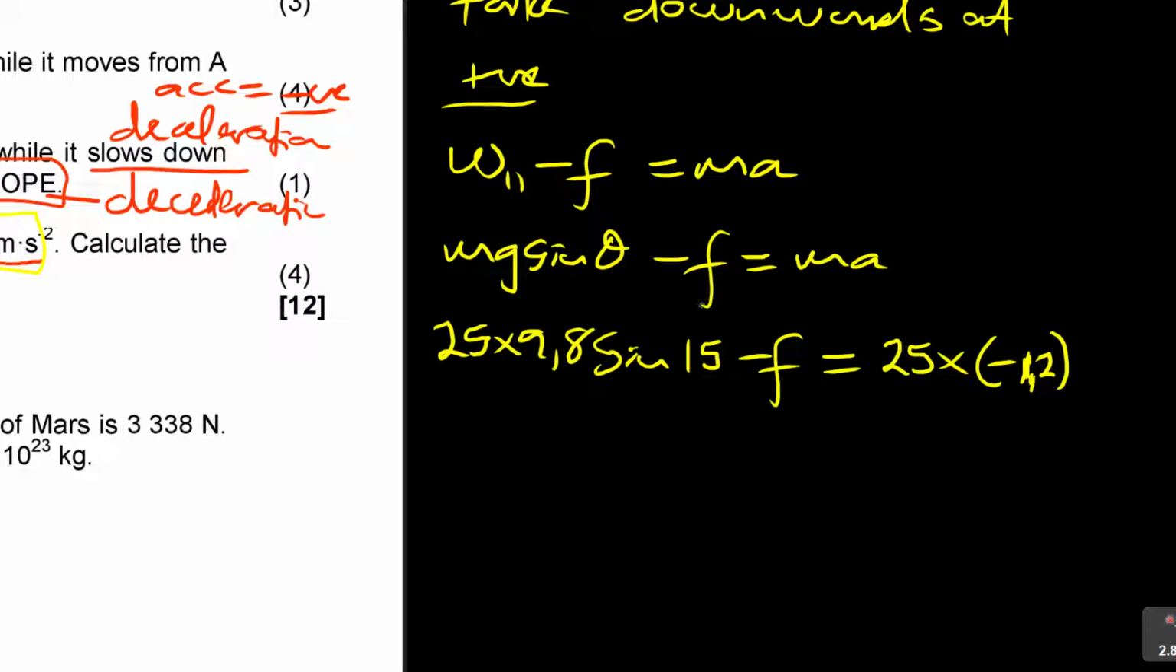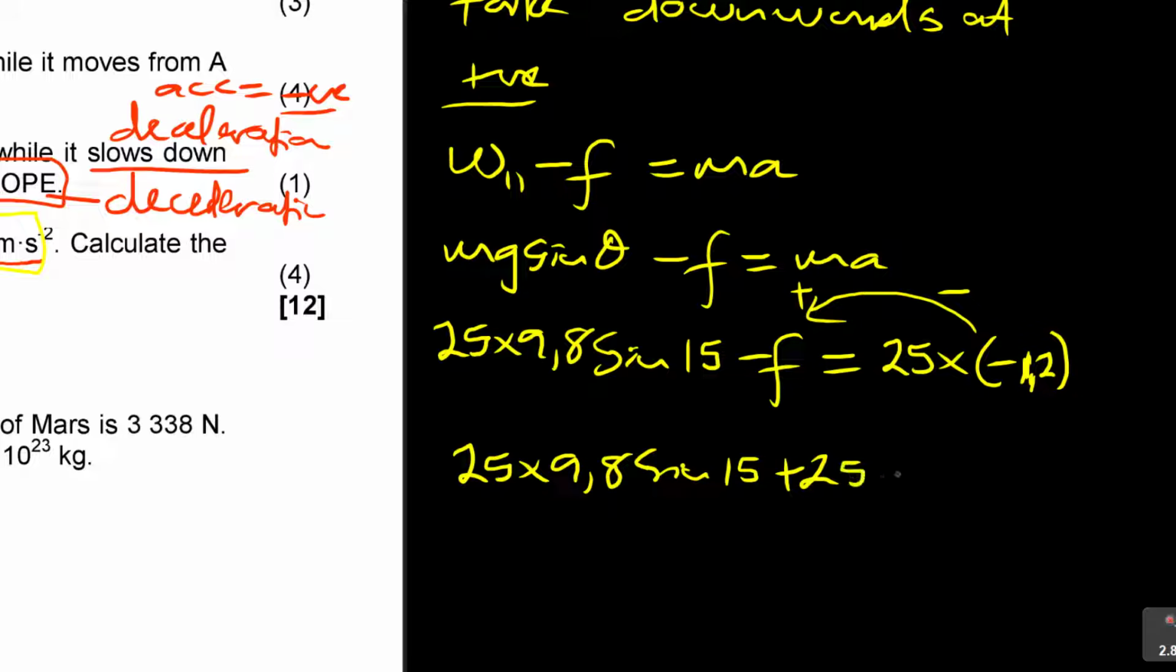You can say what you have, 25 times 9,8 sine 15. So this is negative. When it crosses over, it will become positive. So it's plus 25 times 1,2. Now equal to, look, it's minus F. When it goes here, negative becomes positive, equal to F. You can just find the numbers here, and then do the normal way you want to calculate. I was just doing this to get the answer first.